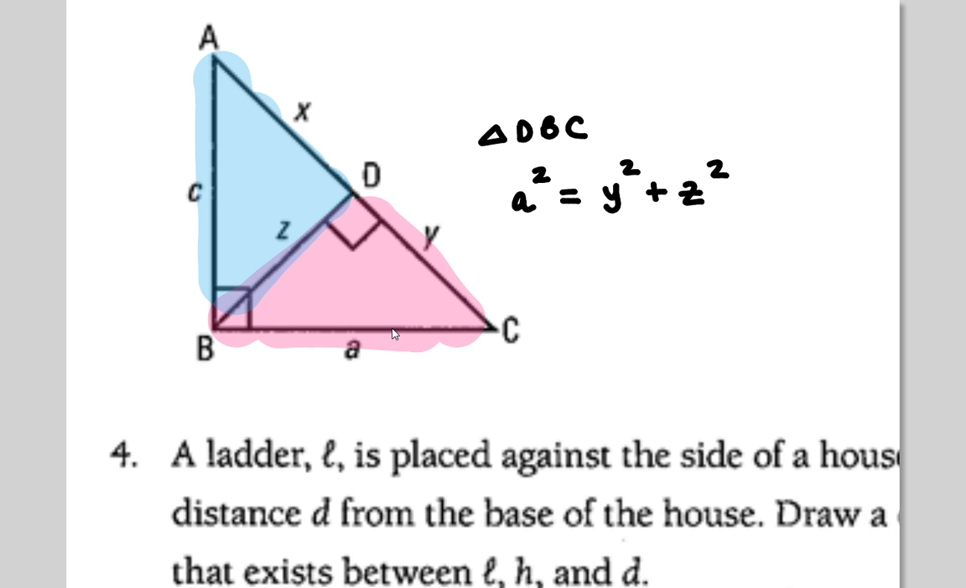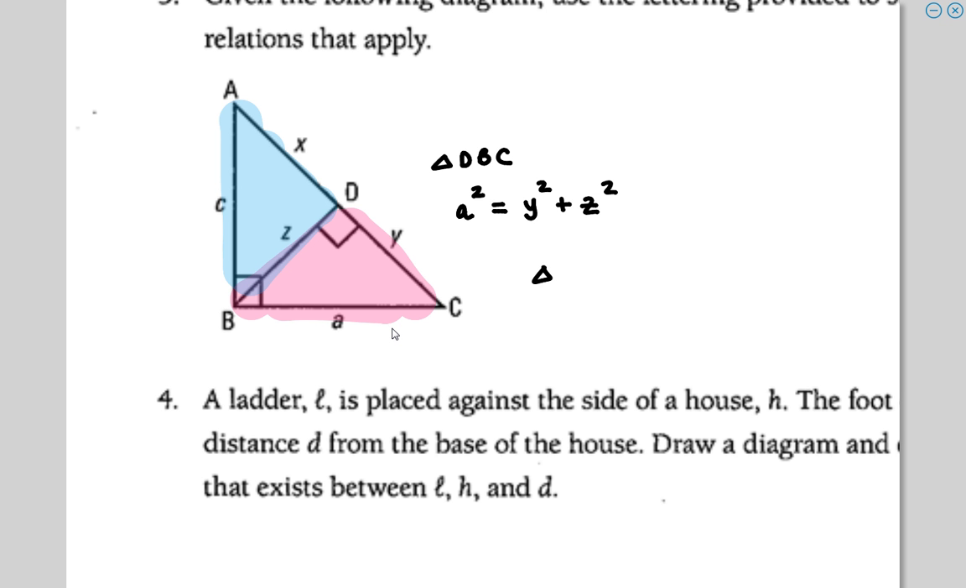So for the second triangle in blue, we have triangle DBA, and the right angle is right here. So straight across, we'll have C squared equals X squared plus Z squared.